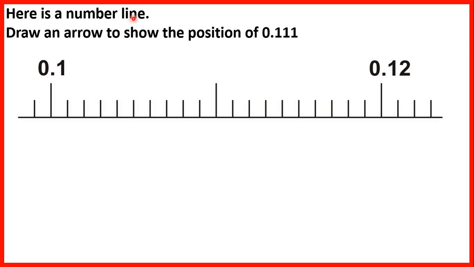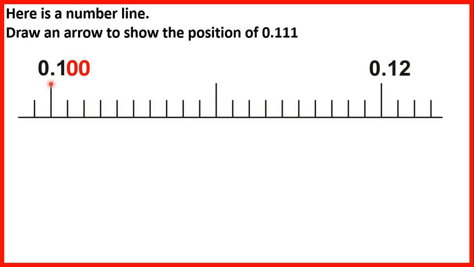Here is a number line. Draw an arrow to show the position of 0.111. So we have 0.1 and 0.12 marked on our number line. And when we have decimals marked on a number line, it's a good idea to write zeros on the end.